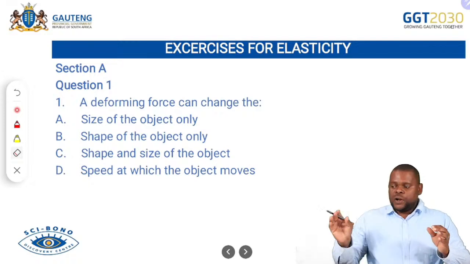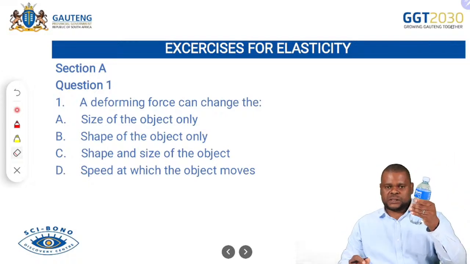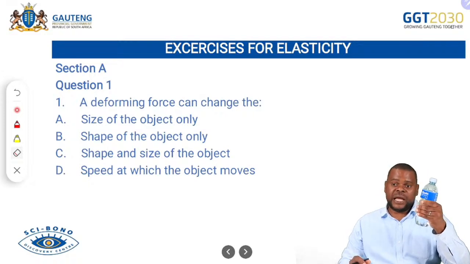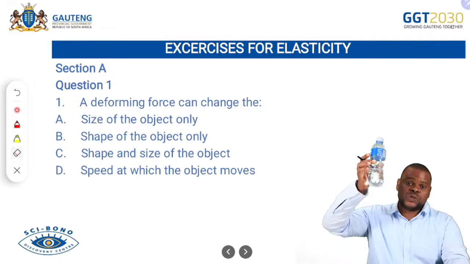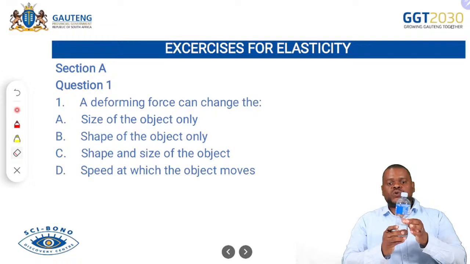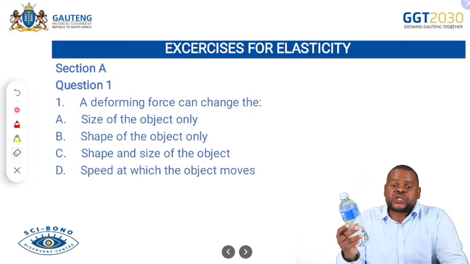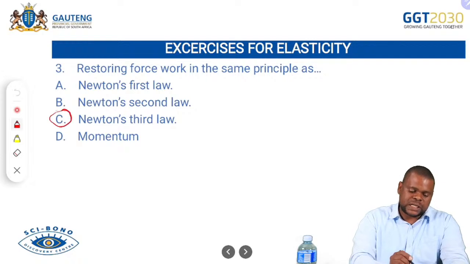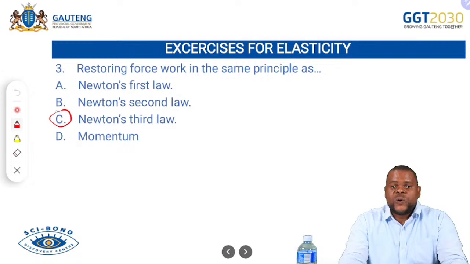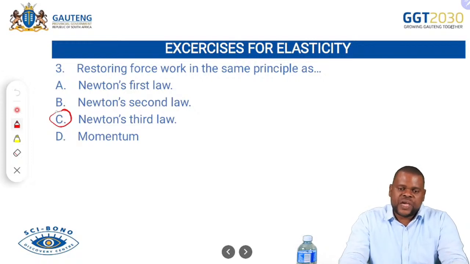Can you see now? I exert a force on this bottle. What I'm doing is applying a deforming force. Then the restoring force will act immediately when I remove my hand, to restore the shape of the bottle. Then momentum, we know, is the product of the mass and the velocity of the object. Then which one is correct, A, B, C or D? Because there is action and reaction in Newton's third law, we take the principle of restoring force to be the same as Newton's third law.